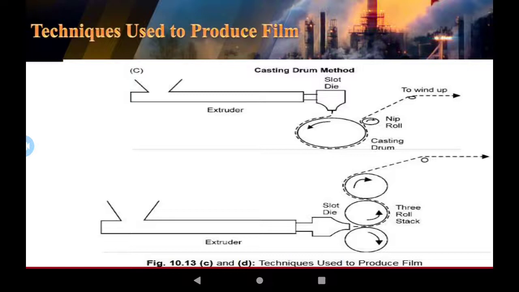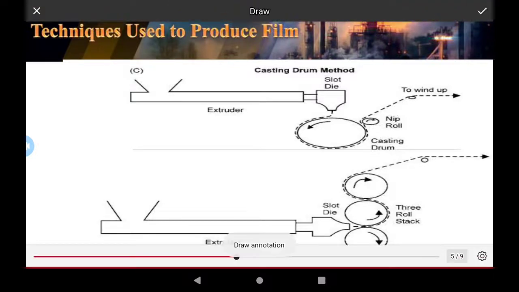Here the material passes through the extrusion process, and the casting method uses a slot die. This is the slot die.